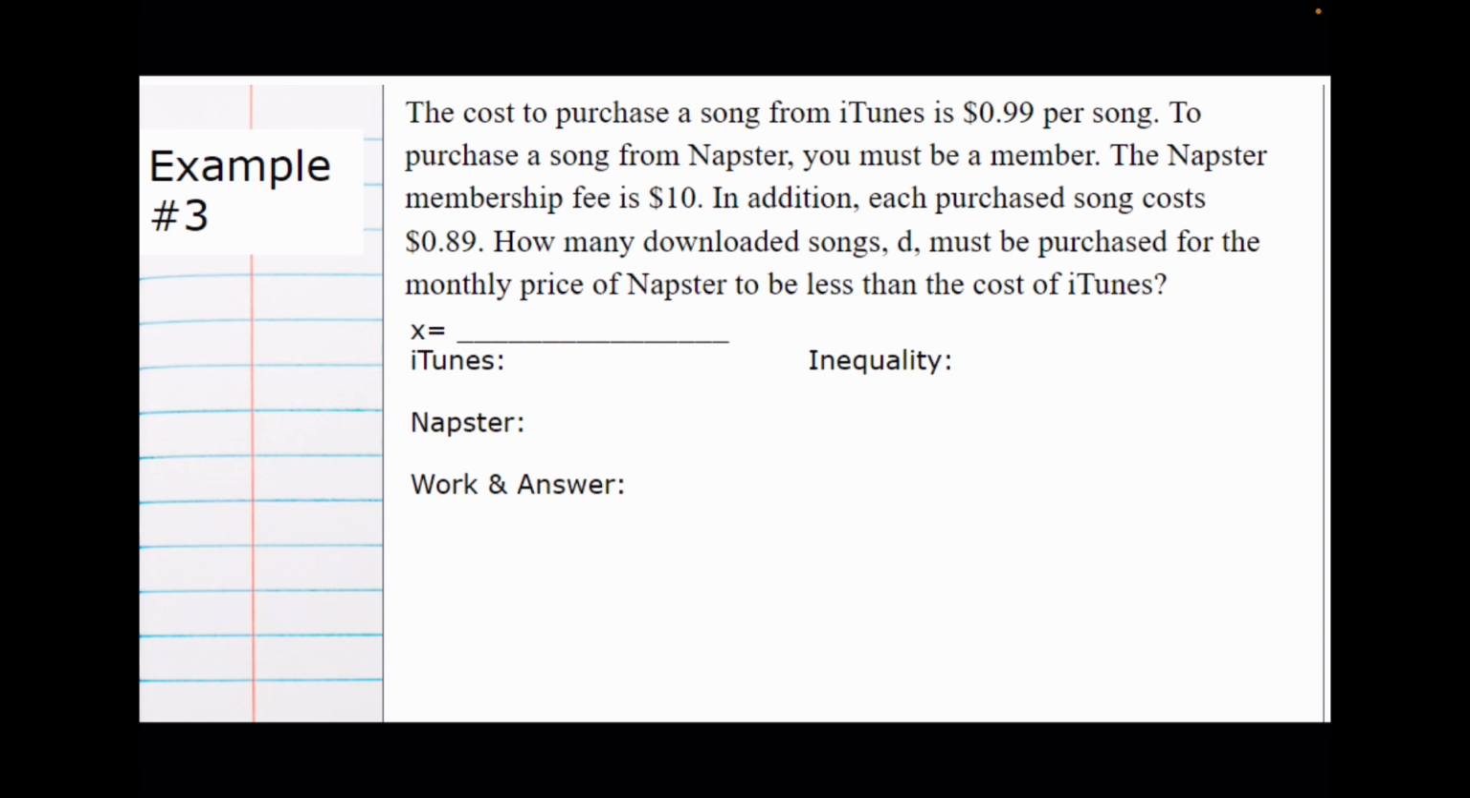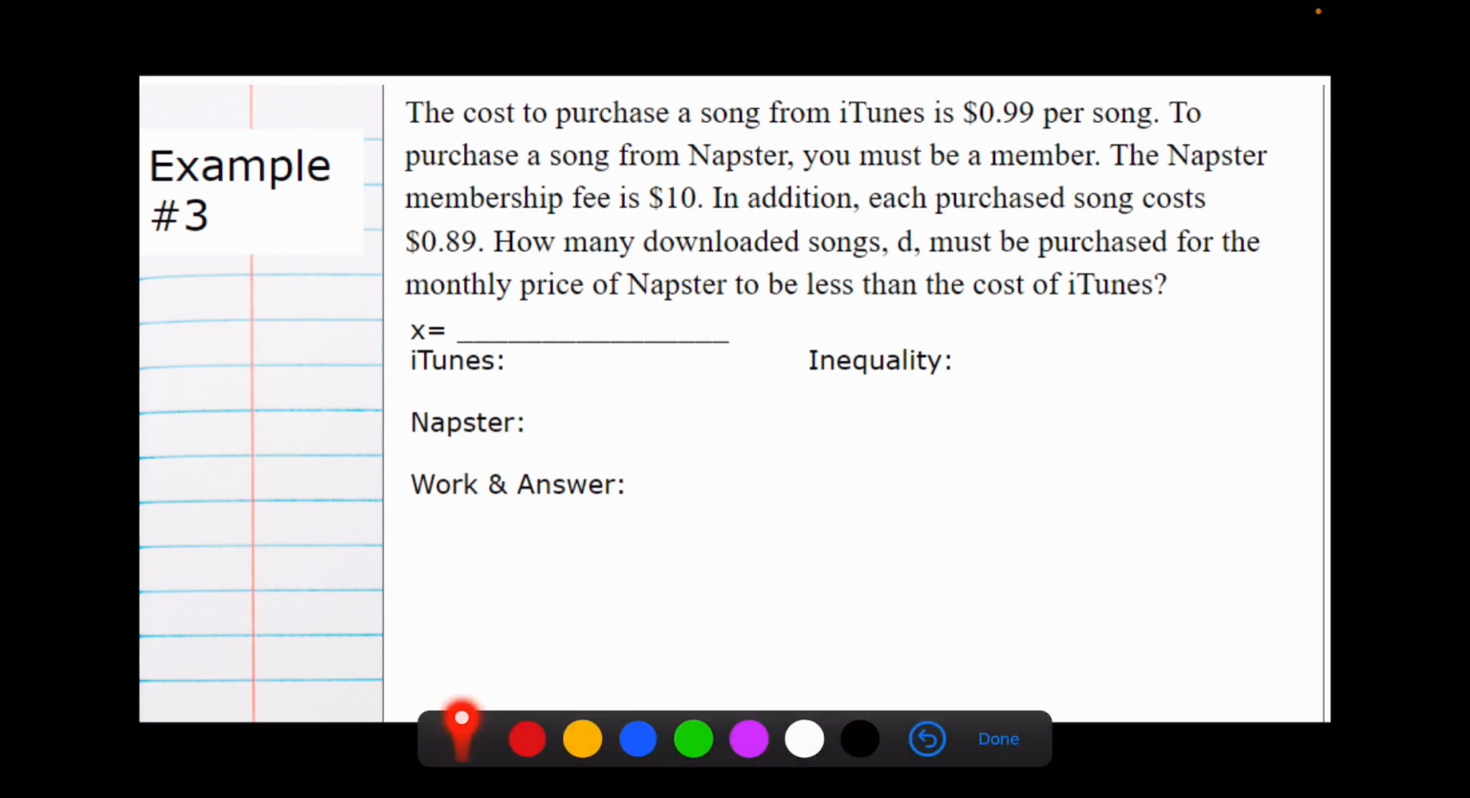So notice that I did split this up into 2 different parts. We do have iTunes and Napster here because we are comparing 2 different companies. Because we are comparing 2 different companies, I will be using 2 different colors. So I'm going to use blue for iTunes. iTunes says that they charge 99 cents per song. Per meaning times song x, because I don't know how many songs I'm going to download. So I'm going to write this down. iTunes is 0.99x.